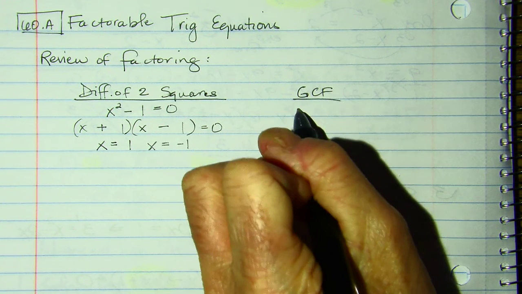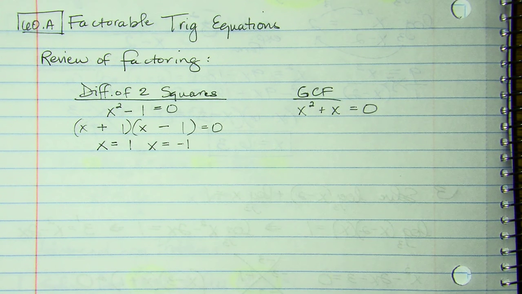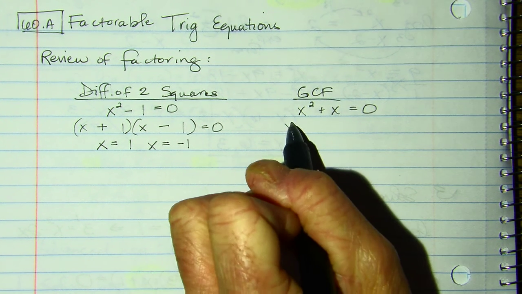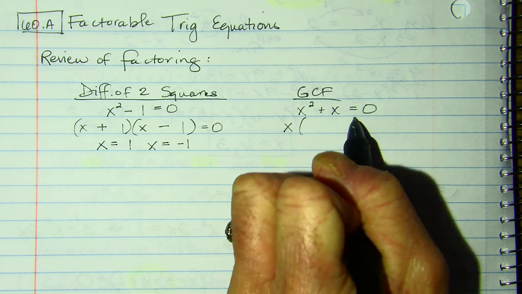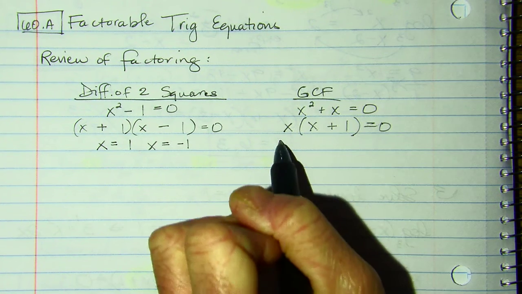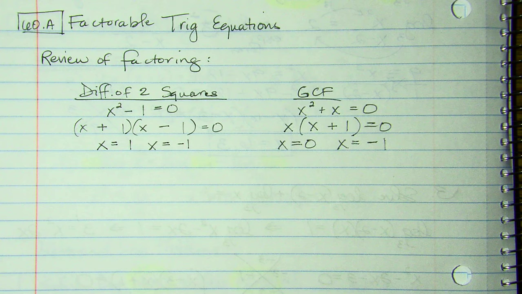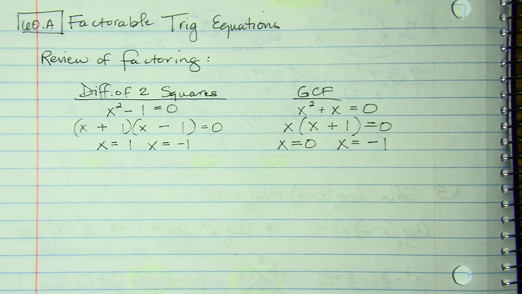In the case of a GCF, so x squared plus x equals 0, it's not a difference of two squares because I don't have two things that are squared, but I do have a greatest common factor, and that greatest common factor is x. So what would be left in the parentheses is x plus 1. And then to solve, I would set each of them equal to 0, so x equals 0 and x equals negative 1. So that is just a review of the kind of factoring we're going to be using today in order to solve trig functions.